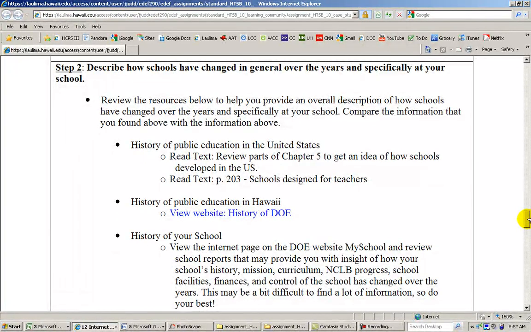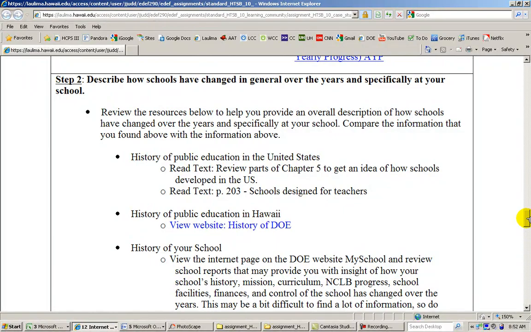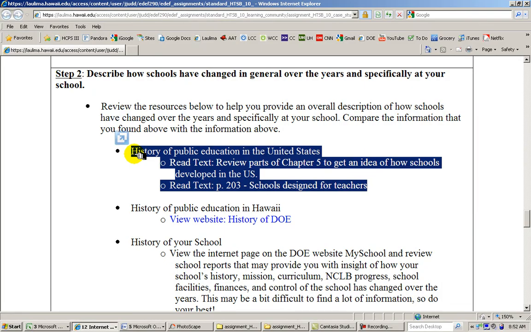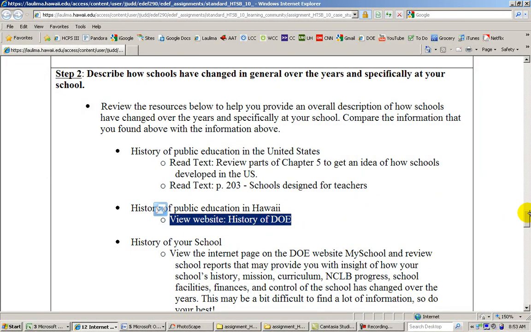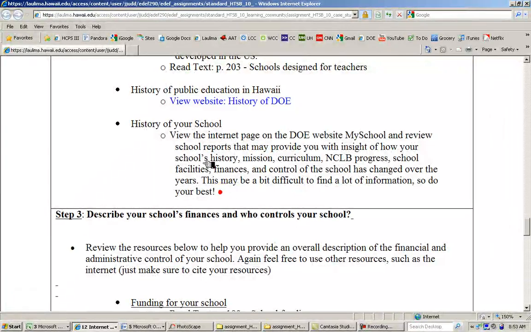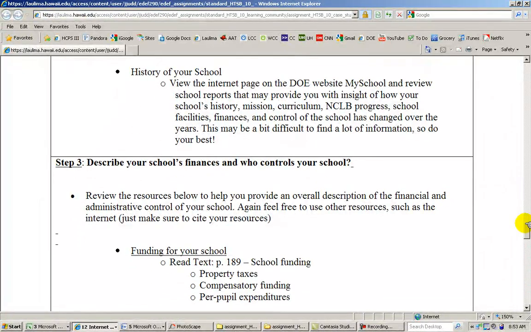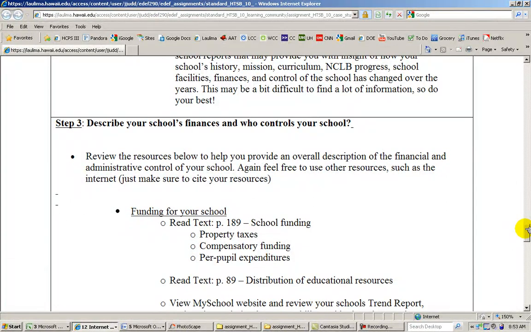Then you want to talk about how your schools have changed over the years and concentrate on your school, but take a look at some of the text of how the history of public education has changed over the years, how the history of public education has changed in Hawaii, and then taking a look at your school by looking at your My School and school reports to see how the beginning reports have changed versus the old reports. And you can also interview an old teacher or somebody who has been at the school for a long time, and I don't mean old, I mean senior teacher who's been there a long time, to see how things have changed.